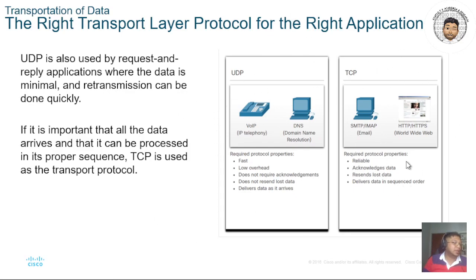And for TCP, we use it in the World Wide Web because we want the whole website to be loaded fully when you want to use it, especially in terms of applications, any web application involved. UDP is basically used by request and reply applications where the data is minimal and retransmission can be done quickly. If it is important that all the data arrives and that it can be processed in its proper sequence, TCP is usually the best transport protocol.